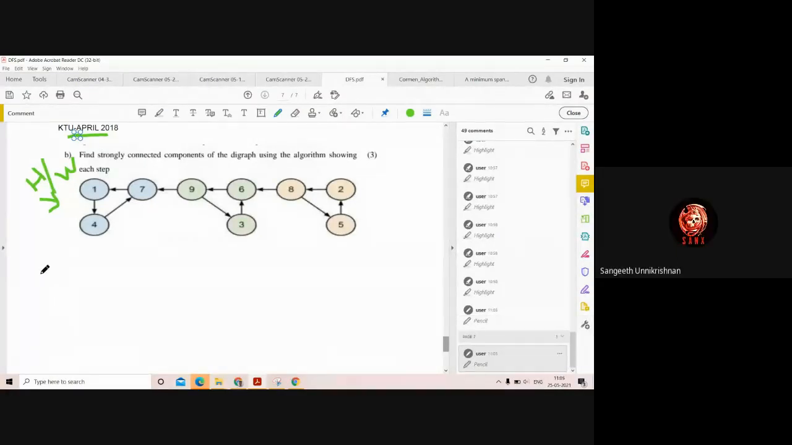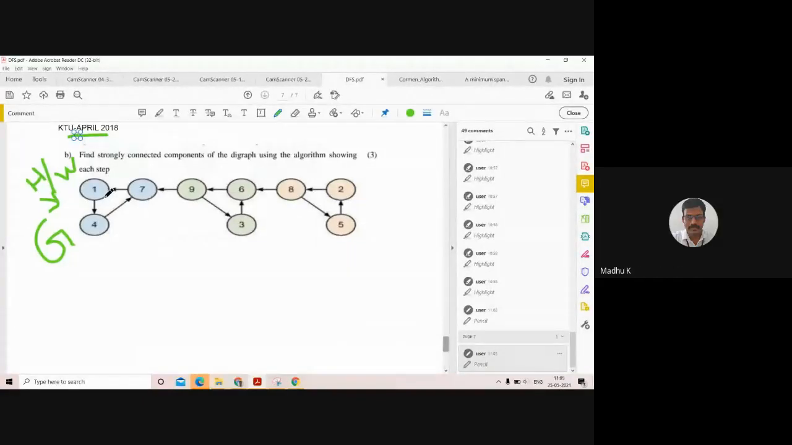What is the first step? This is graph G. Okay, Sangeet, go ahead. What is the first step? We should perform DFS. Okay, we should perform DFS and find the finishing time of each vertex.